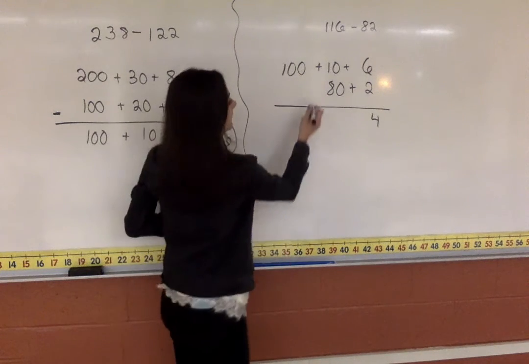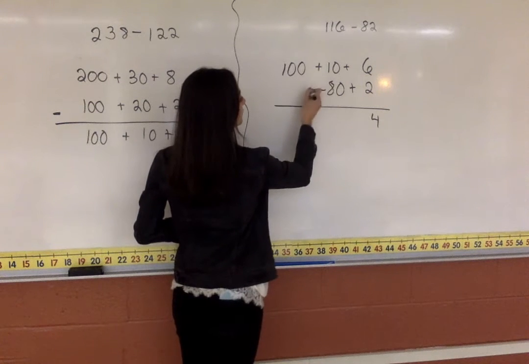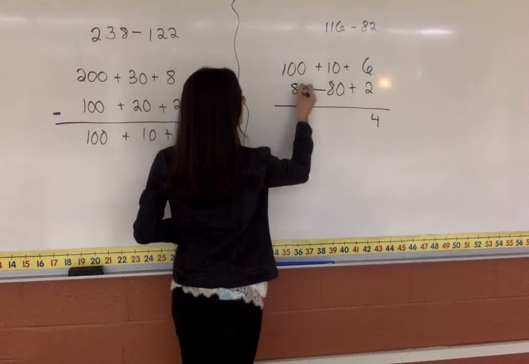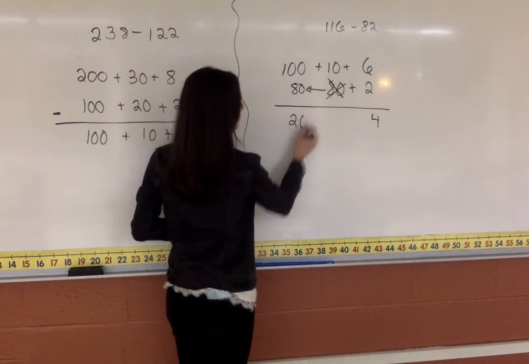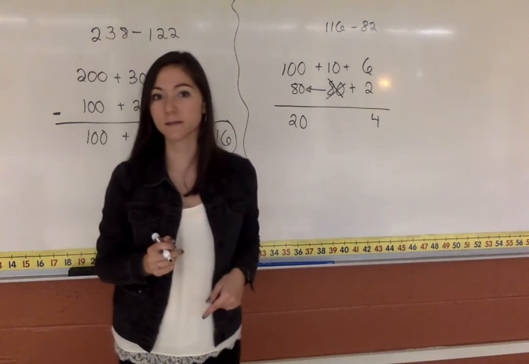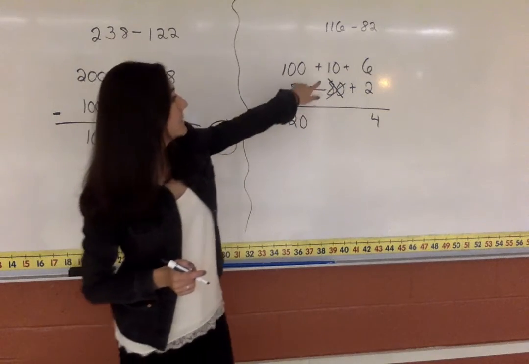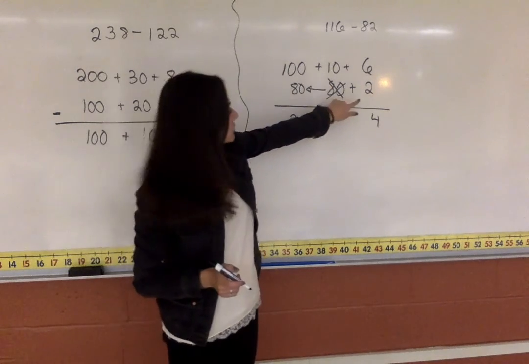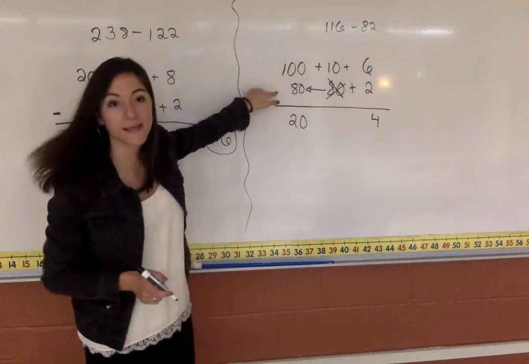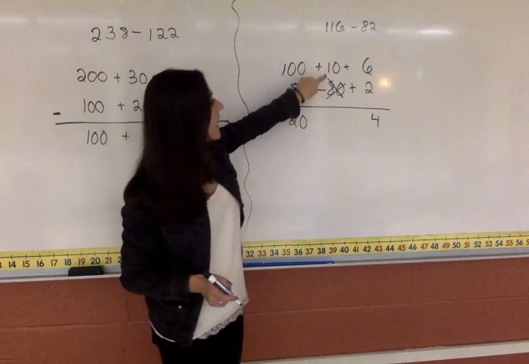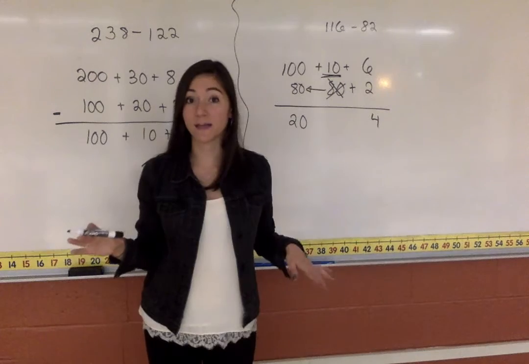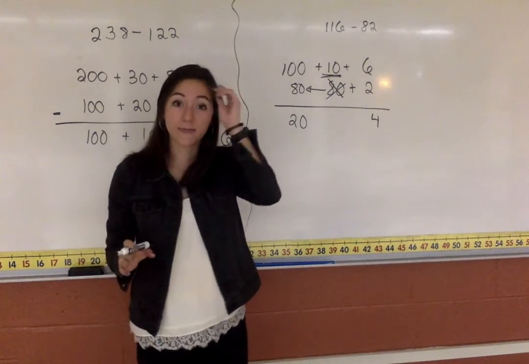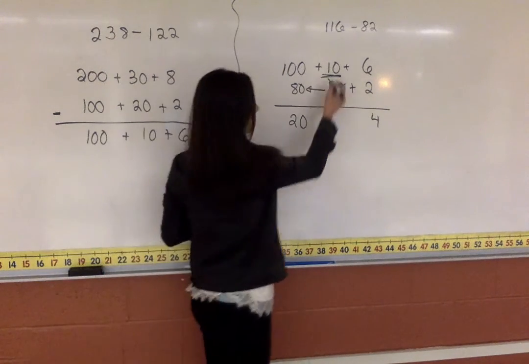I'm going to move it over here to subtract it, and I'm going to get 20 when I subtract, and then I still have this 10 up here. I took 2 away from the 6, I took 80 away from the 100, and I still have this 10 up here that I'm not taking anything away from, so I have to make sure I bring that down and put it into my answer as well.